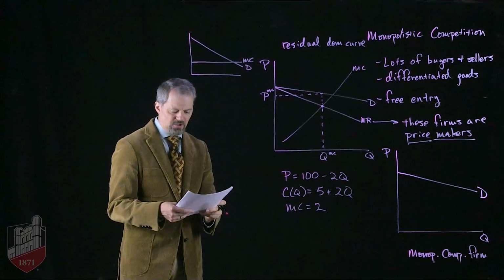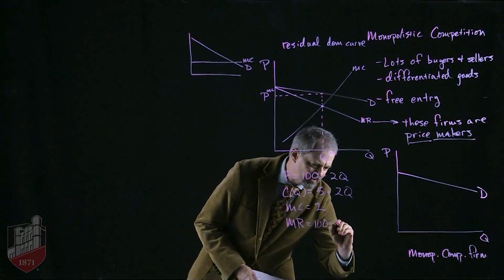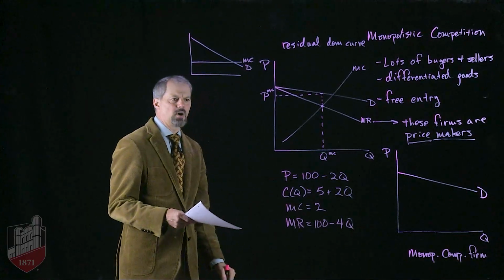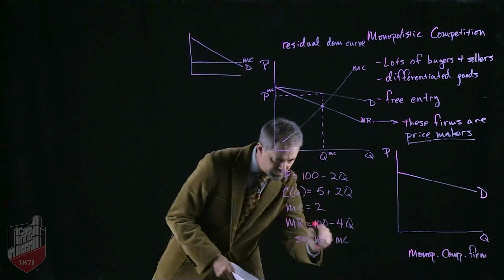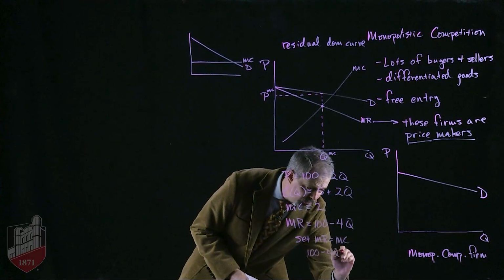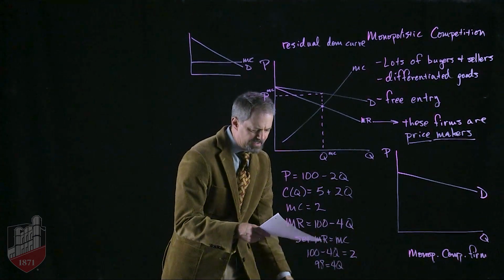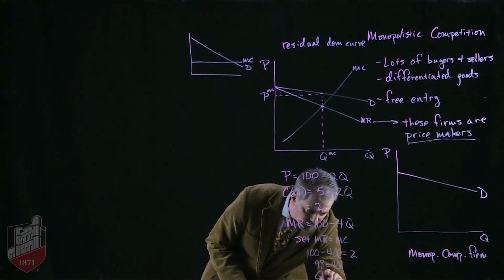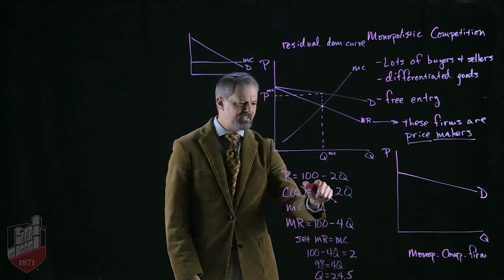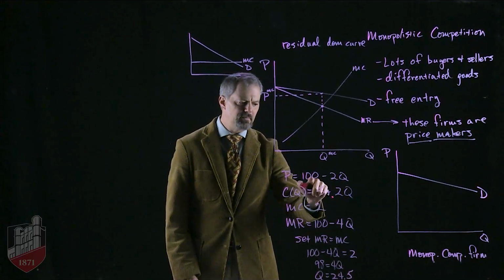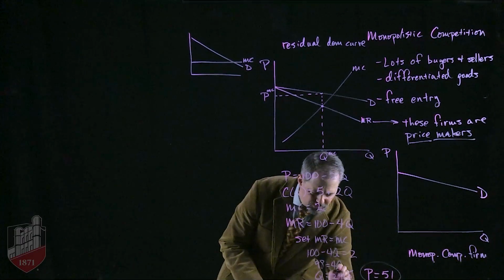Now, the first step is we need our marginal revenue curve, and our marginal revenue curve has the same intercept, so 100 minus twice the slope would be 4Q. And we're going to set marginal revenue equal to marginal cost. So 100 minus 4Q is equal to 2. So 98 equals 4Q. Q equals 98 divided by 4. My Q ends up being 24.5. And when you plug that quantity of 24.5 into this residual demand curve, it's going to be 100 minus 2 times 24.5. You're going to get a price equal to 51. So there's our price and quantity.